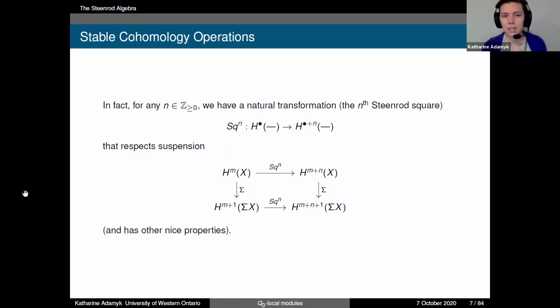And in fact, for any non-negative integer, we have the nth Steenrod square, which is a natural transformation from cohomology to itself, bumping up cohomological degree by n, that again respects the suspension isomorphism. It makes this diagram commute. We have other nice properties as well. So you may notice the title of the slide is Stable Cohomology Operations. The Steenrod squares are examples of these. Cohomology operations refers to the fact that we have this natural transformation in cohomology, and stable refers to this interaction with the suspension isomorphism.